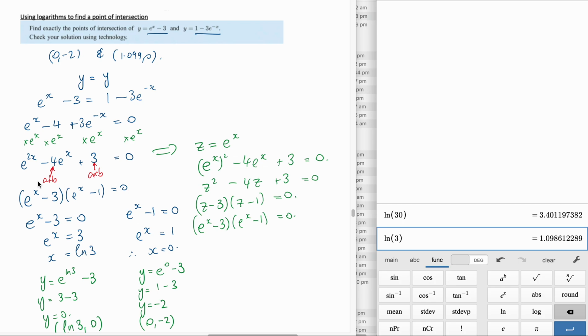I'd say the most tricky part of this one really is multiplying by e to the x to get rid of the negative x. But you've just got to be wary that if you see it in this form, or e to the 2x, there's probably going to be a quadratic nature and there'll probably be two solutions. If it doesn't have that, there might only be one.